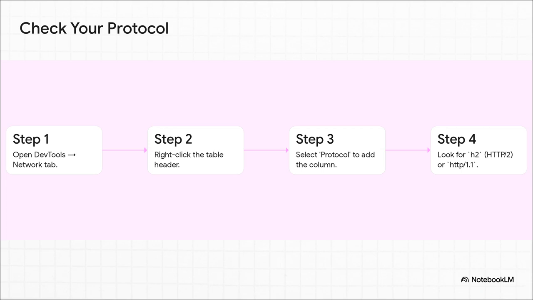And hey, you can check this on any website you want right now. Just pop open your DevTools, head to the Network tab, and right-click on one of the column headers like Name or Status. You'll get a little menu where you can check Protocol. That'll add a new column, and you can instantly see if a site is using the modern H2 or the older HTTP/1.1. It's a tiny check that tells you a whole lot.